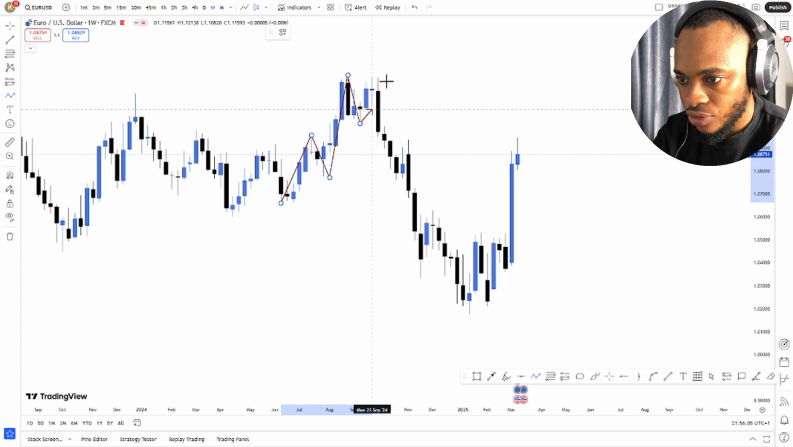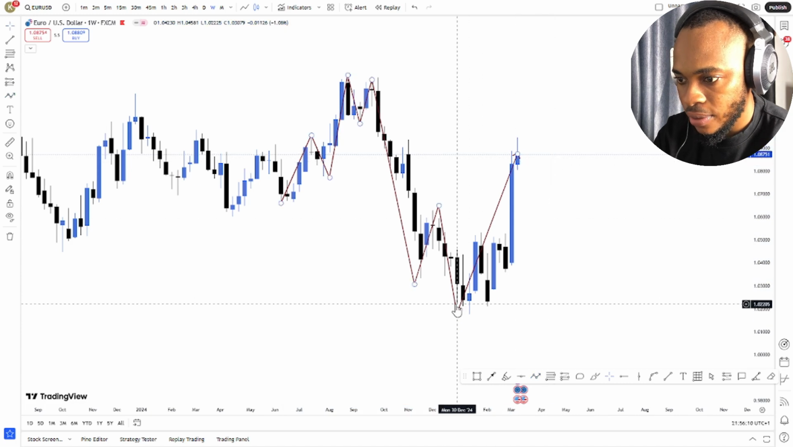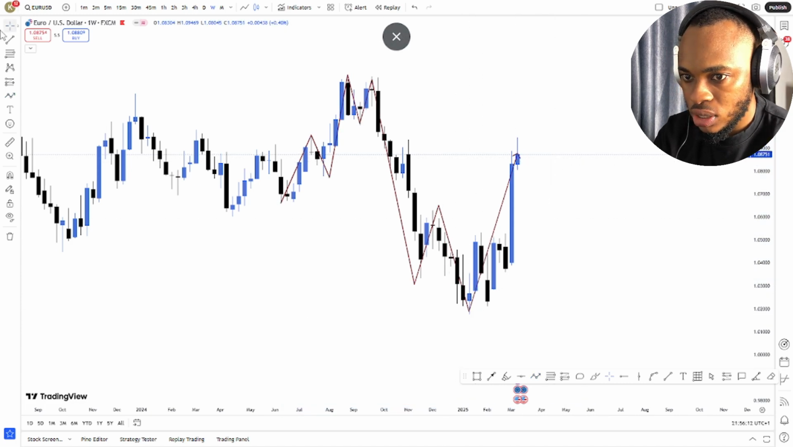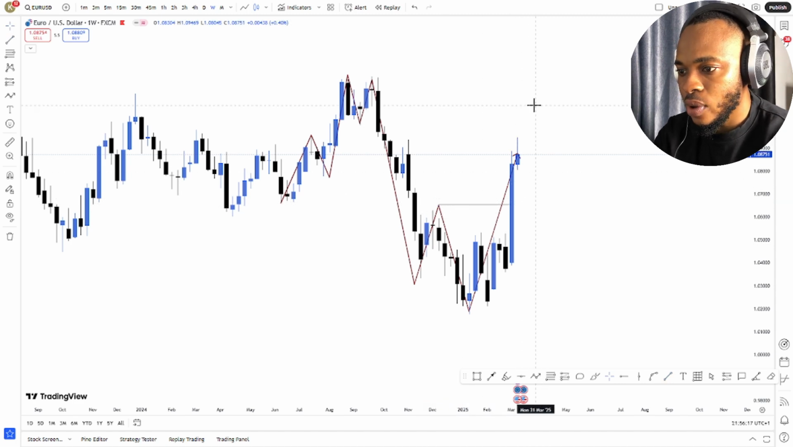Now this is the history of what the EUR USD weekly time frame is doing. This is basically what the structure just did. What phase are we in? We are in the expansion phase. We just took out this high, we're expanding higher.